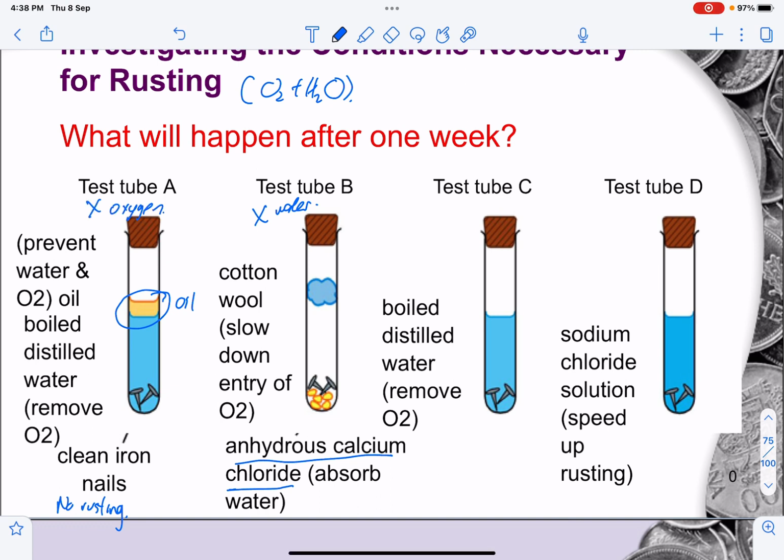So if you have no water, of course down here why they say prevent water is mainly because they want to exclude some water vapor in the air. Then why you boil the distilled water is because by boiling the distilled water, you tend to remove the air in the water as well. So if there is no water, there will not be any rusting, so no rusting. For test tube C, you have both air or mainly oxygen, and you also have water. Therefore, rusting will happen.